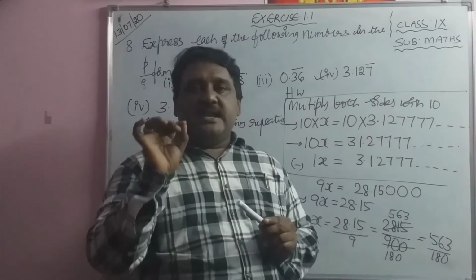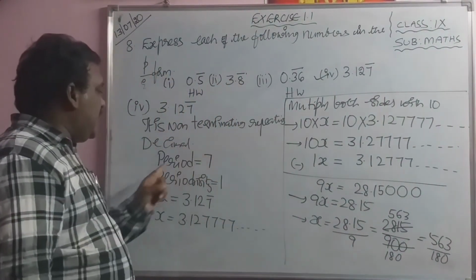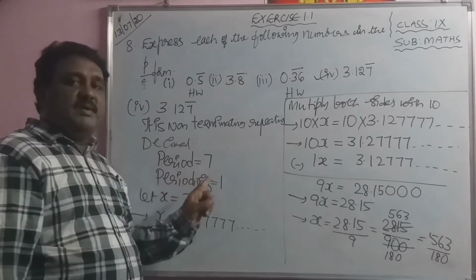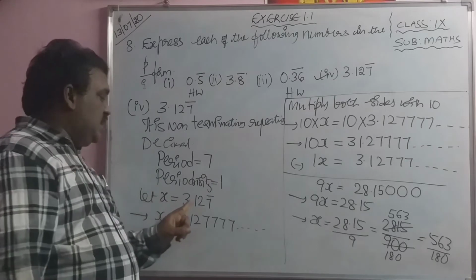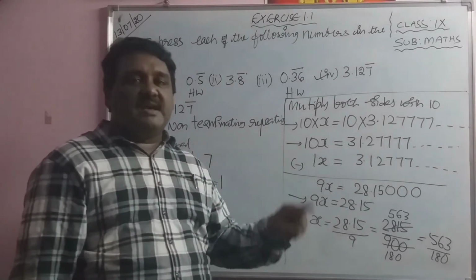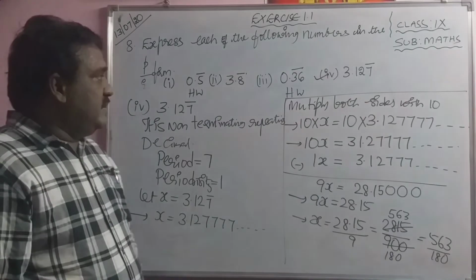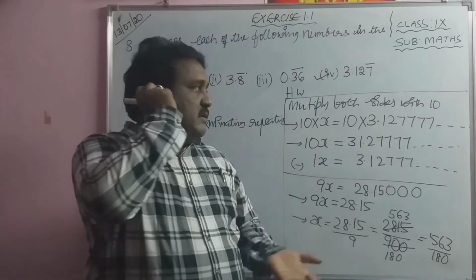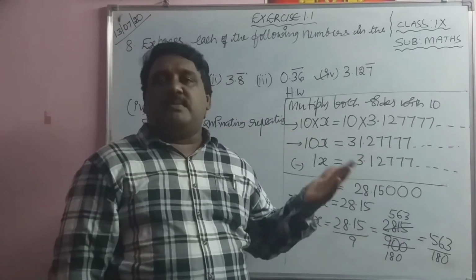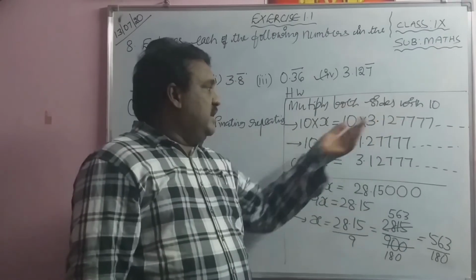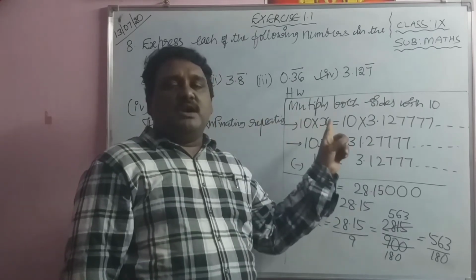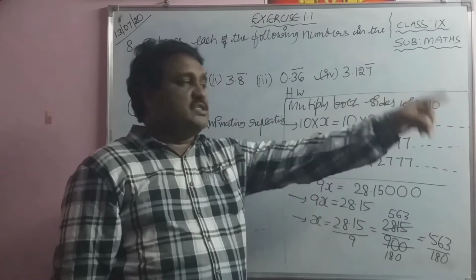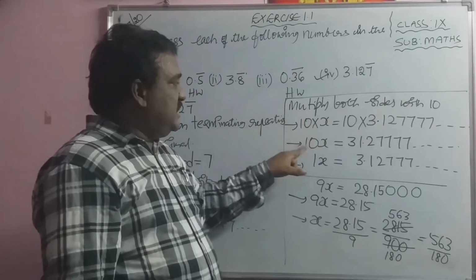When a bar is there, it is known as a non-terminating repeating decimal. Period is 7. Periodicity is 1. X equal to 3.127 bar, 7 is repeating. Multiply both sides with 10. You know the reason also, because one number is repeating. 10 into x equal to 10 into 3.12777 and so on. So 10 into x is 10x.